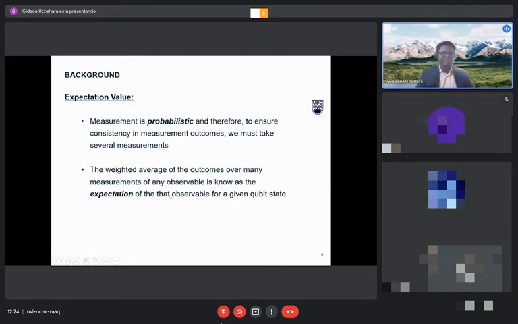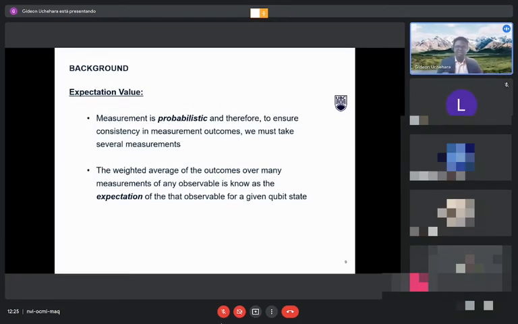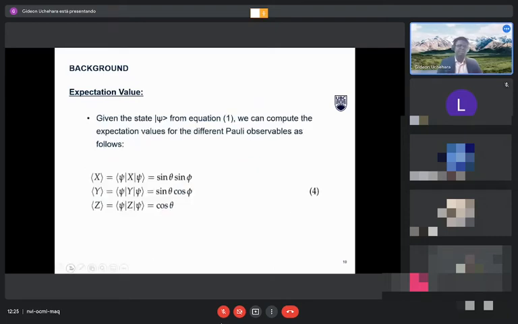Now, it's also important that we talk about expectation value because it's important for what we'll be talking about later. Because measurements are probabilistic, it is important to ensure consistency in the measurement outcome. And so the weighted average of the measurement of the observable is known as the expectation value. We take several measurements, because when you measure a quantum circuit, the outcome is probabilistic. You take as many measurements as you can and take the average of these measurements. That is what expectation value is all about.